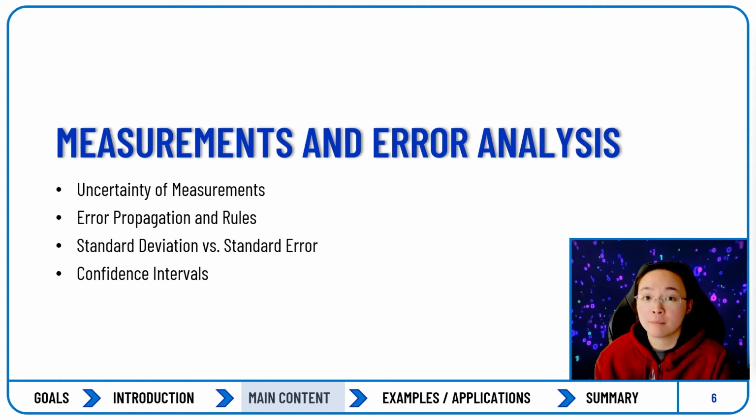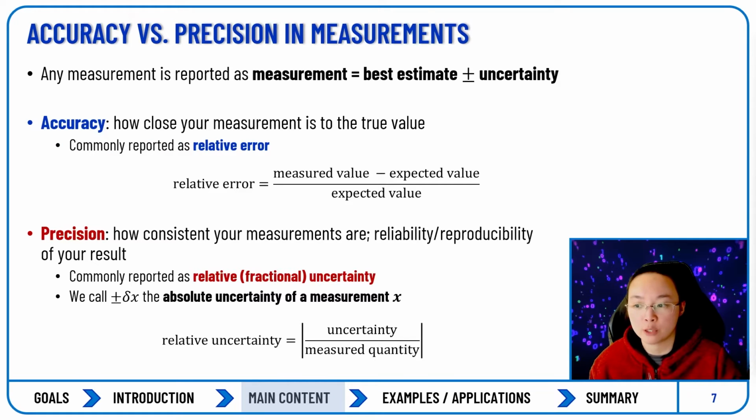Okay, so let's take a look at measurements and error analysis, starting off with the uncertainty of measurements through accuracy and precision. Keep in mind, any measurement should be reported as your measurement is equal to your best estimate plus or minus some uncertainty. So if I measure something to be 2.0 centimeters, I have to do plus or minus maybe 0.5 centimeters or some portion to represent how certain or uncertain I am about that exact measurement.